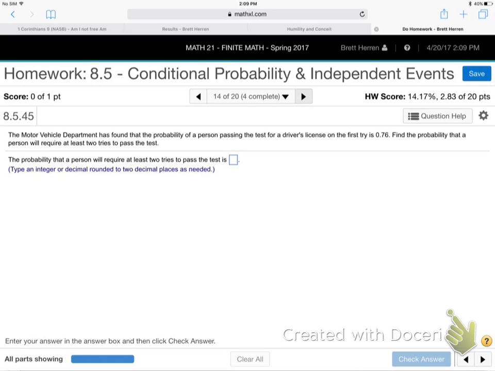The motor vehicle department has found that the probability of a person passing the test for a driver's license on the first try is 0.76. What is the probability that the person will require at least 2 tries? All right, let you do that.